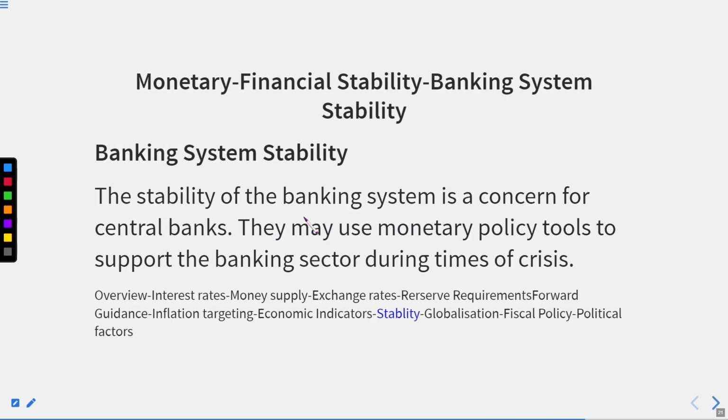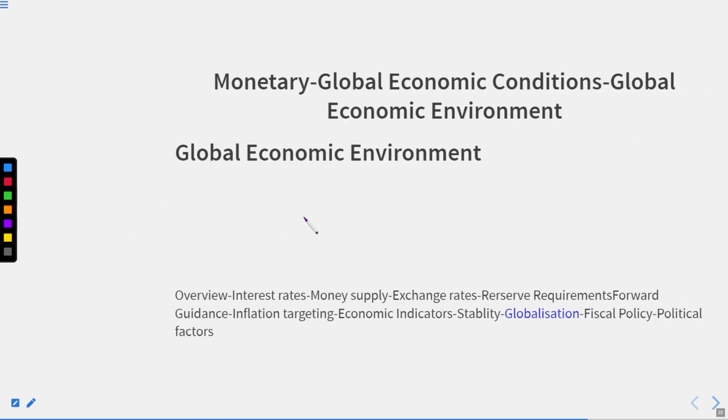Thereafter, banking system stability. The stability of the banking system is a concern for central banks. They may use monetary policy tools to support the banking sector during times of crisis. Why? I have told you in the form of IRP, repo rate, CRR, SLR, and open market operations, as well as the exchange rate part.